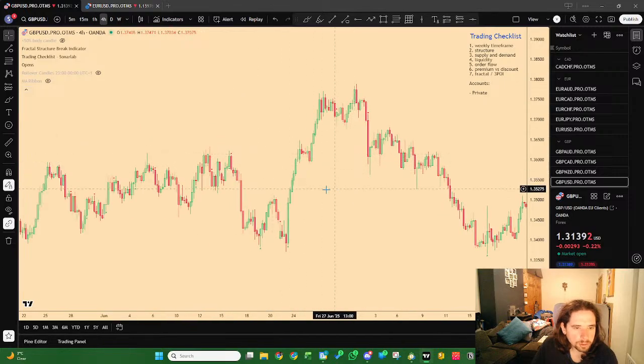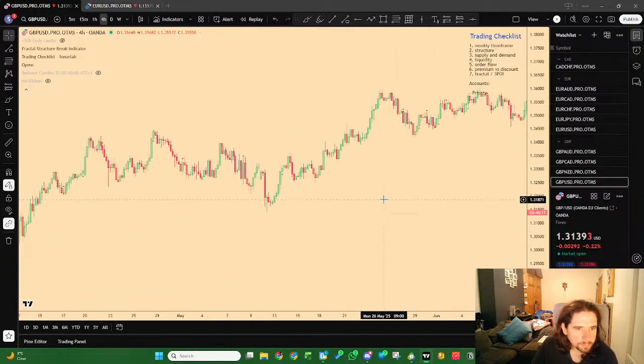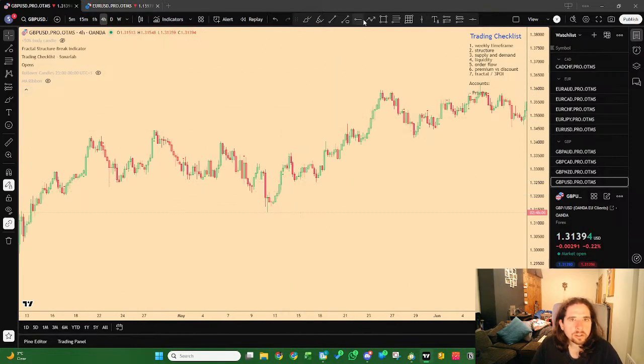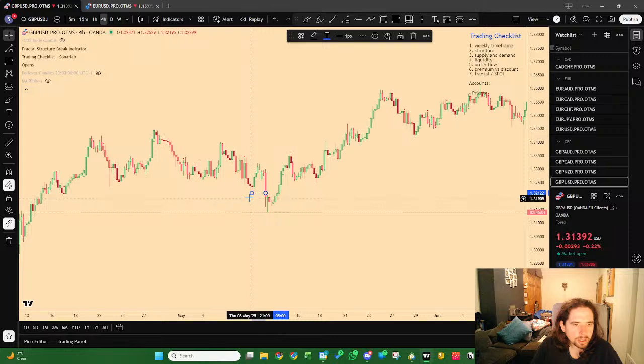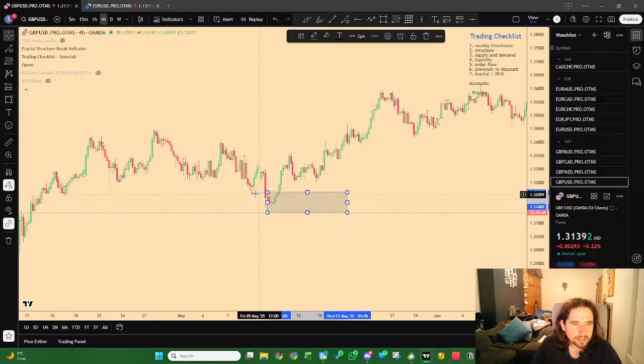If I can remember it as well, that's also an important part here. Here's a good example actually. Okay, so what you want is to take in liquidity, and then from that you want to break structure. So you want an area of supply and demand that takes liquidity.